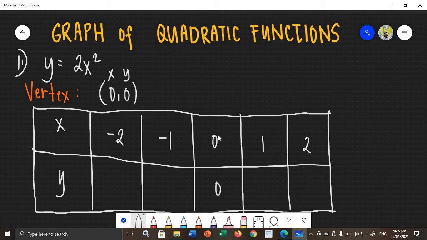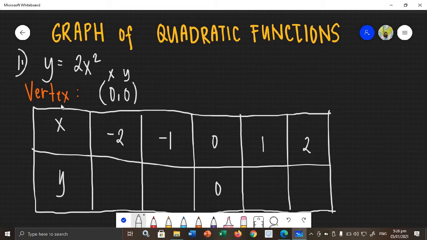Okay, ngayon nag-assign na tayo ng other x coordinates. How do we solve for the value of the y coordinate? So, dyan na papasok itong given natin. Para ma-solve natin yung values ng y coordinates, isa-substitute natin yung inassign natin na values ng x coordinate doon sa ating given.